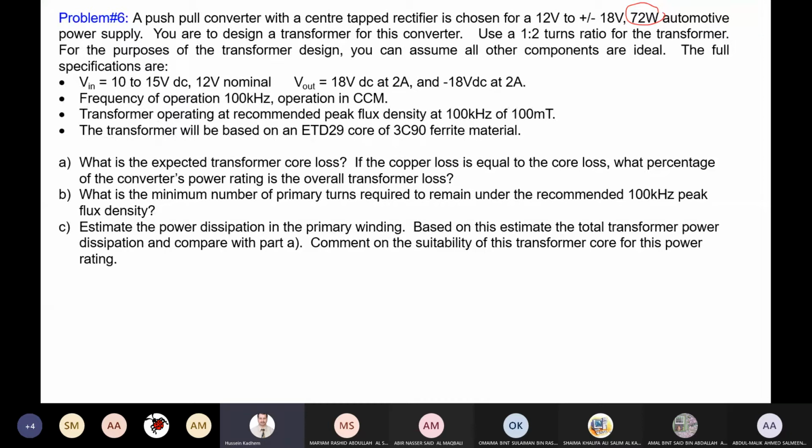I'm still reading the question. You see it's long, but since we understand it, it will be easy to solve. Estimate the power dissipation in the primary winding on these two switches. Based on this, estimate the total transformer power dissipation and compare with part A. Comment on the stability of the transformer core for this power rating. Let me take them one by one.